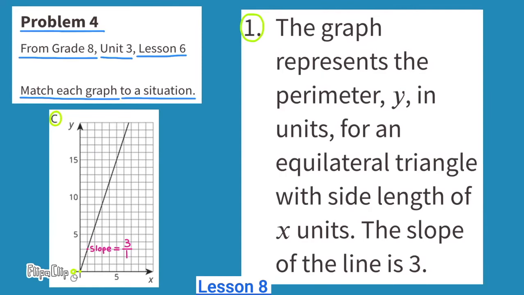Look at situation number 1. The slope of the line is 3. Graph C matches up with situation number 1.